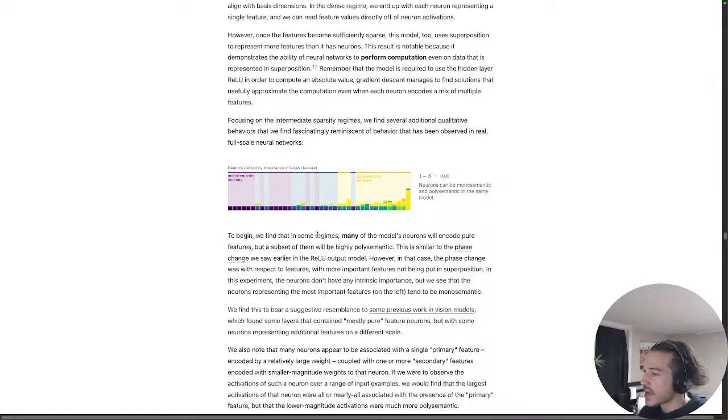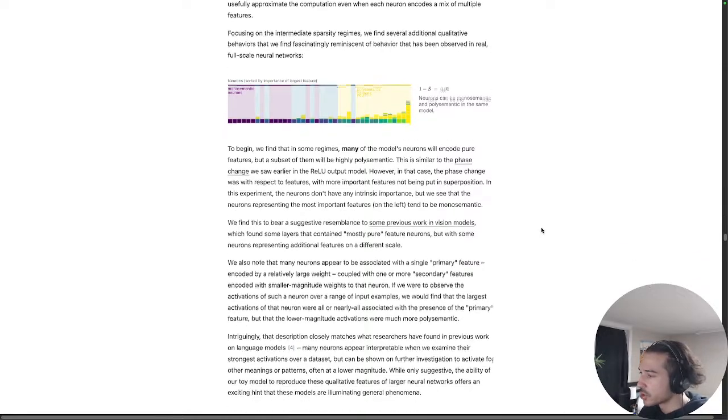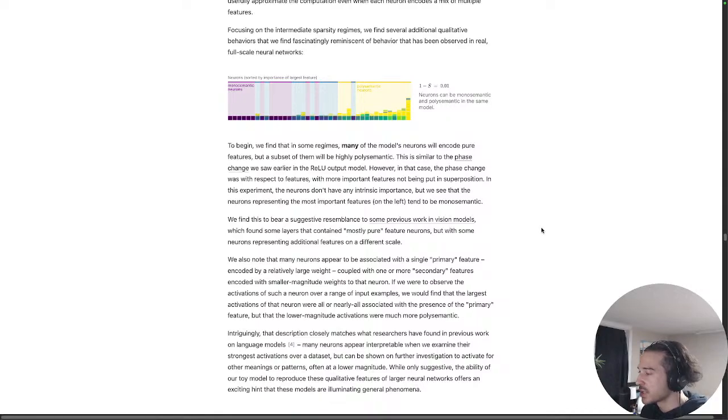To begin, we find that in some regimes, many of the model's neurons will encode pure features, but a subset of them will be highly polysemantic. This is similar to the phase change we saw earlier in the ReLU output model. However, in that case, the phase change was with respect to features, with more important features not being put in superposition. In this experiment, the neurons don't have any intrinsic importance, but we see that the neurons representing the most important features on the left tend to be monosemantic.